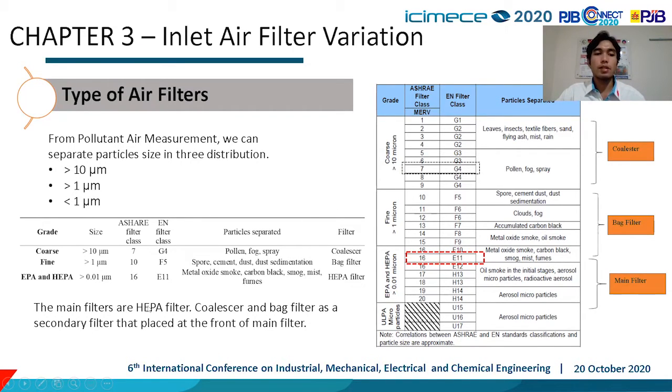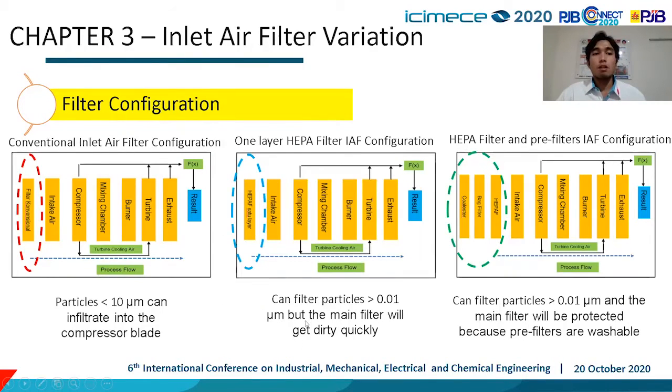The main filter is the HEPA filter, with the coalescer and bag filters as secondary filters placed at the front of the main filter. The filter configuration. The conventional inlet air filter configuration can only filtrate particles with the size of more than 10 micrometers. So the particles with the size of less than 10 micrometers can infiltrate into the compressor plate. The next one is the one layer HEPA filter configuration. This configuration can filter particles with the size of more than 0.01 micrometers.